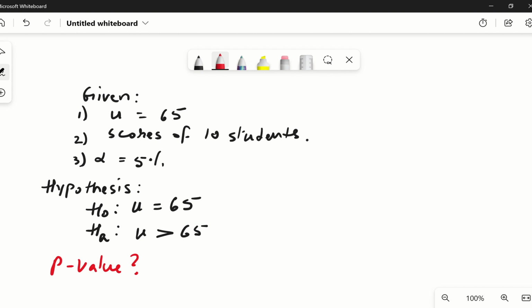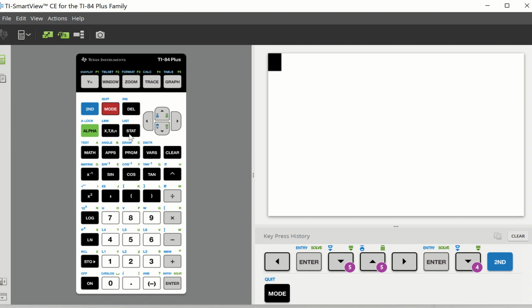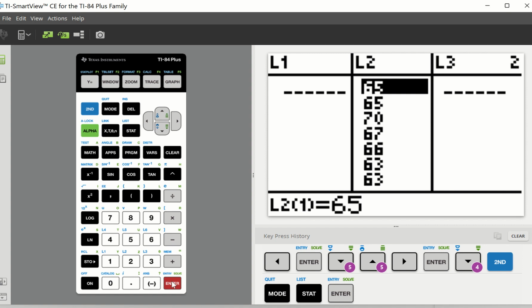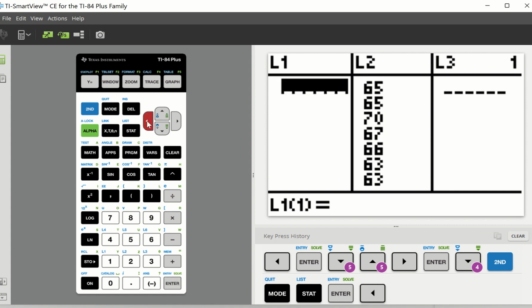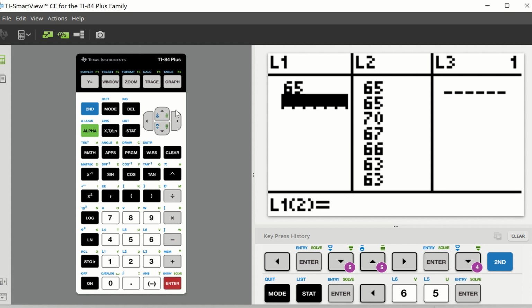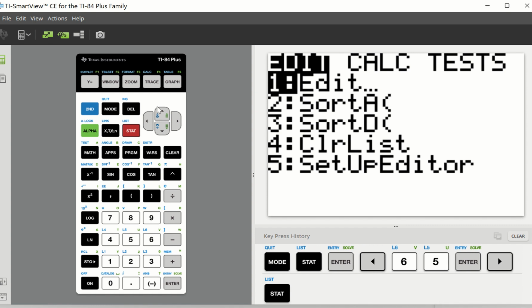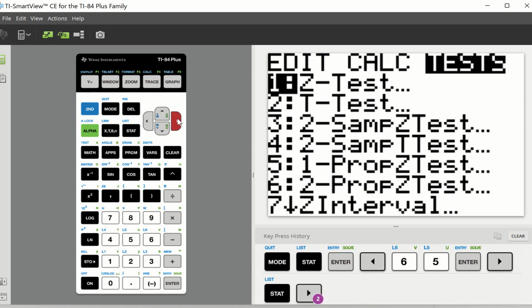For that, we go to our calculator, and since data was given, first we go to stat and enter on edit. So we need to type in the data. Find a free list and start typing in your data. Enter the value, hit enter each time. I do have 10 scores listed under L2, so that's the list we'll be using. So let's go back to stat, test, come down to option 2, t-test.